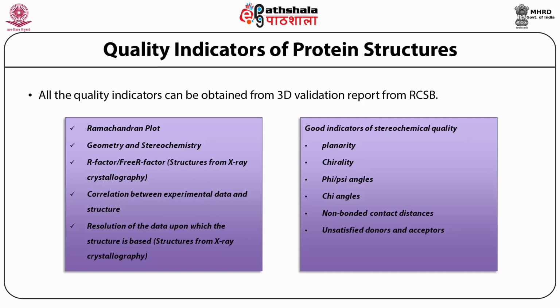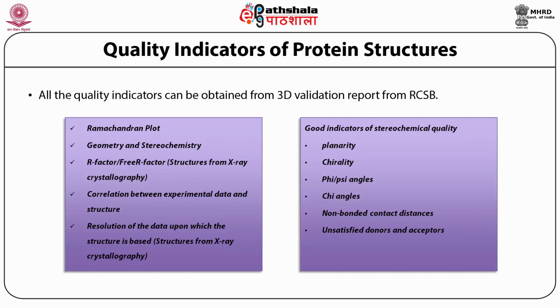Then the R factor, particularly in the case of X-ray crystallography, tells you whether the predicted structure has a lower error. The lower the R factor, the better the structure. This also depends on the resolution of the data. Then correlations between the experimental data and the structure, that means how well the electron density matches with the model, or the interpretation done by a researcher to model the structure in the electron density map. All this information is available in this validation report.